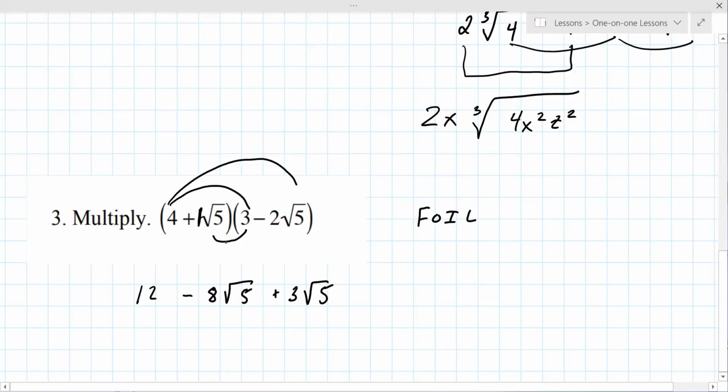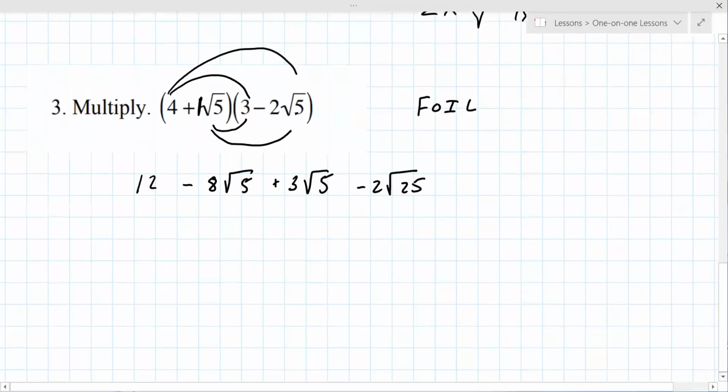And then the last is square root 5 times minus 2 square root 5, so it's minus 2 square root 25, because the inside numbers get multiplied also. That's all review, hopefully. And this last one becomes a number. The square root of 25 is 5. So this becomes minus 10. We'll just bring everything else down.